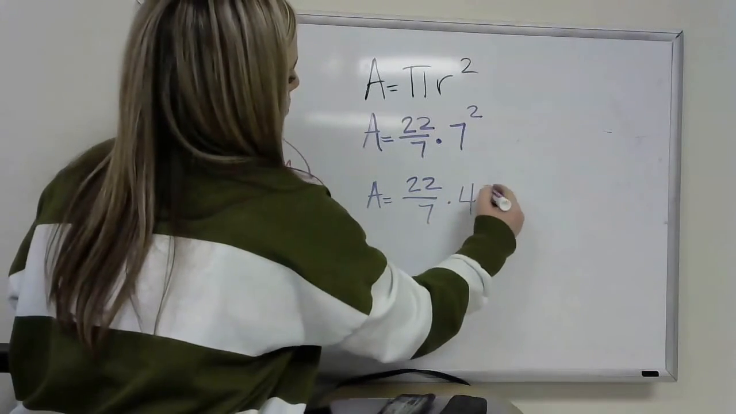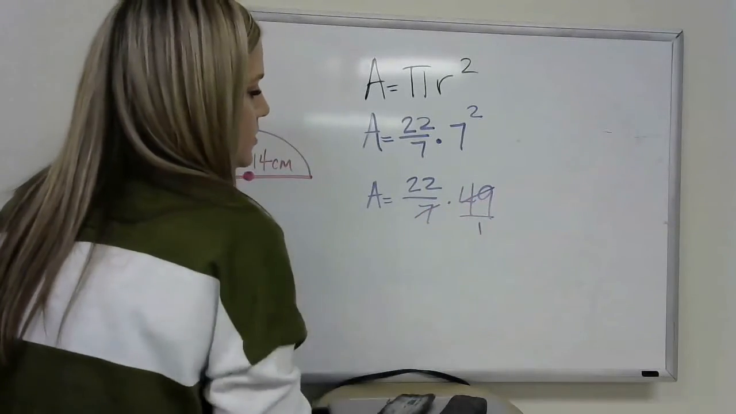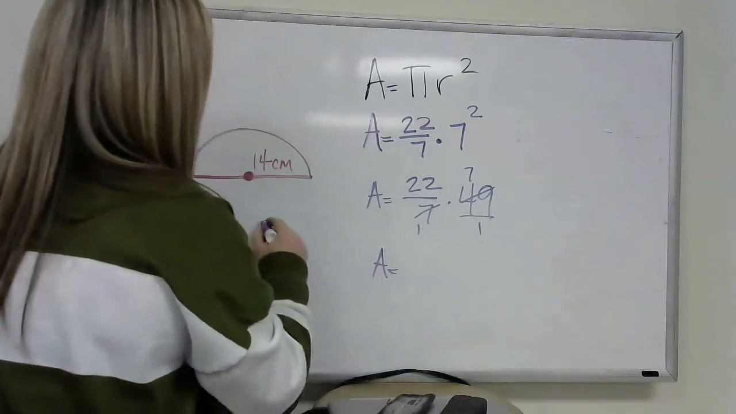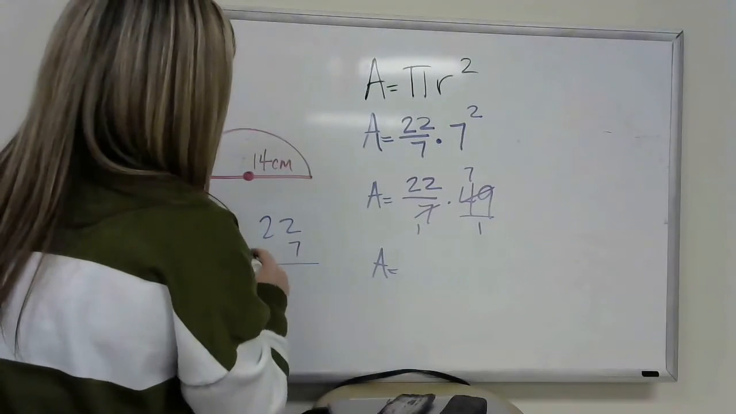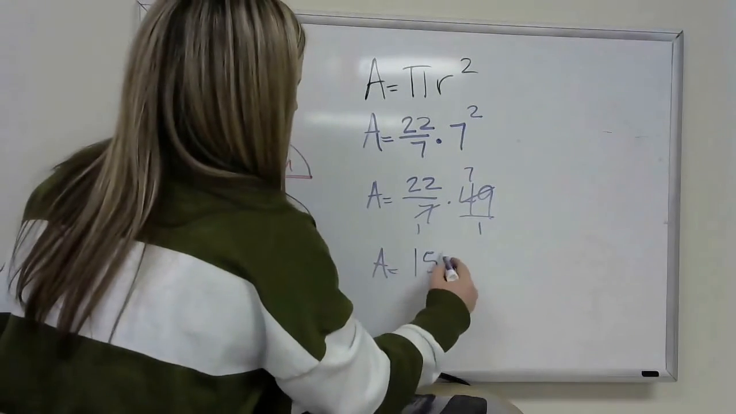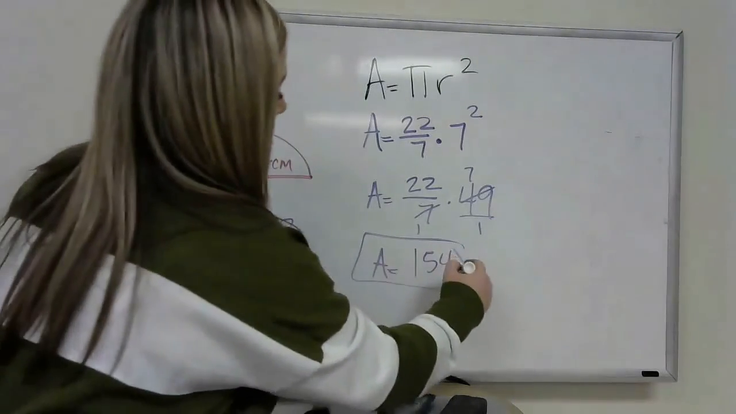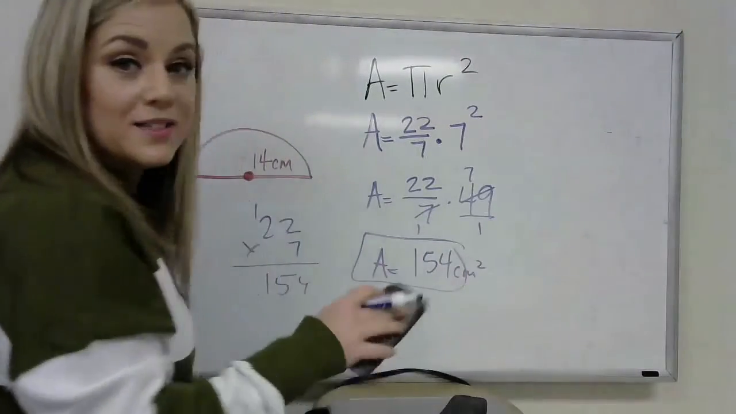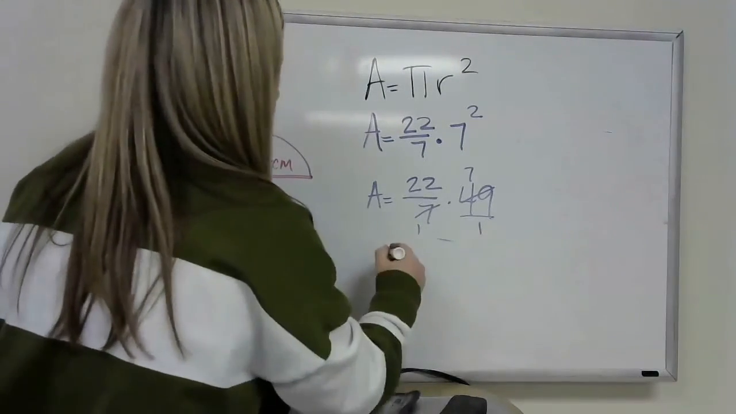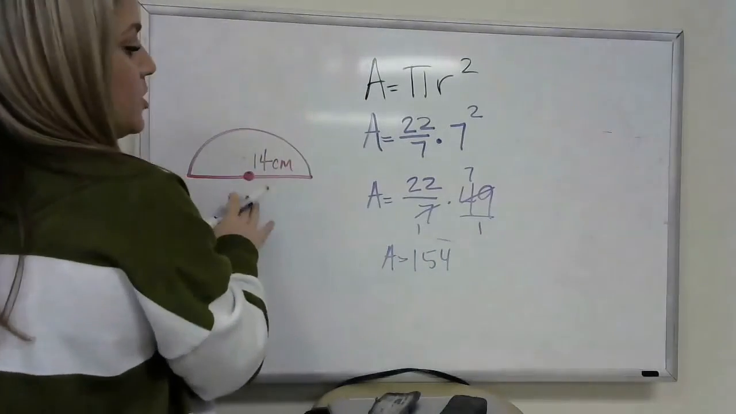So we have 22/7 times 49. All right, now I can cross reduce, and that's going to be 1, 7. So let me do this over here. 154 is the area of this circle, centimeters squared. Ooh, no, it's not. That would be if it was a whole circle. So area equals 154 for the whole circle, but we just want half.